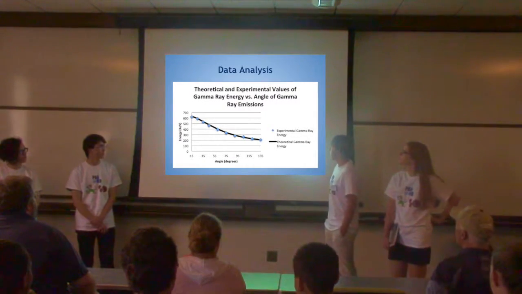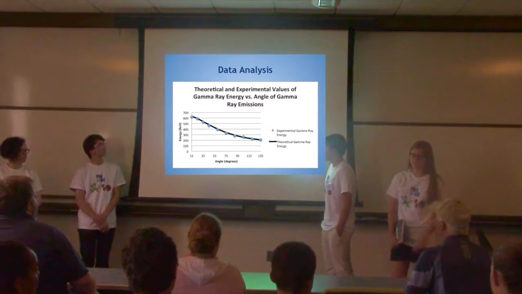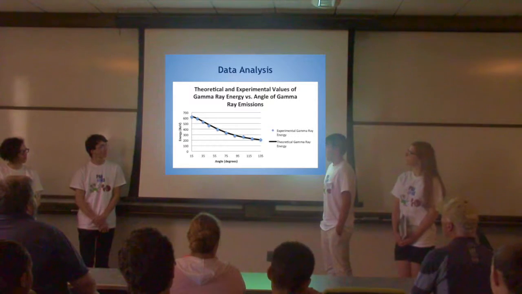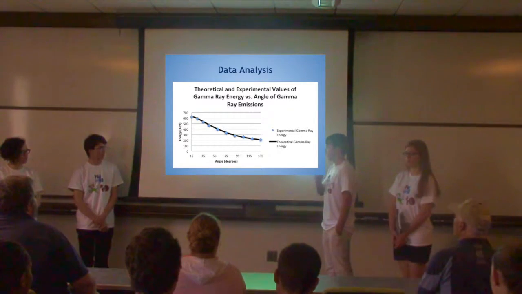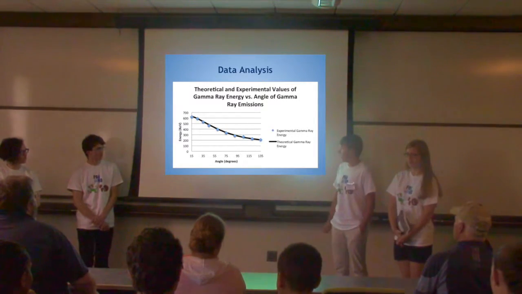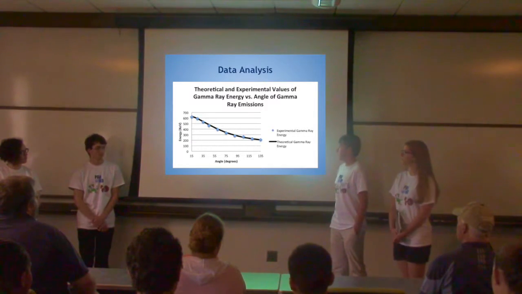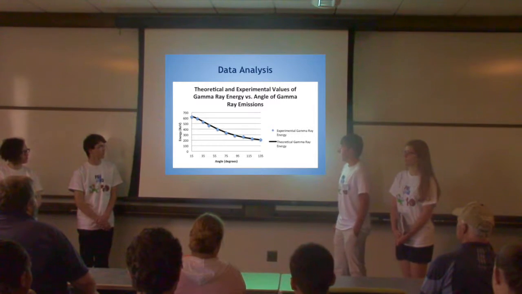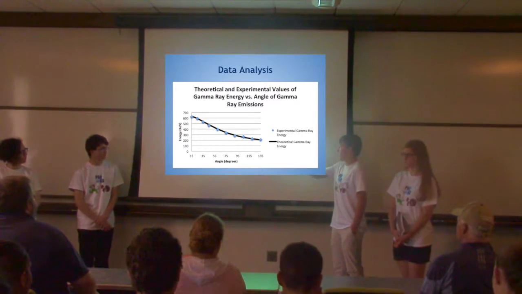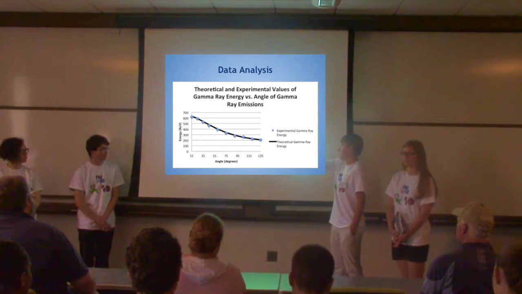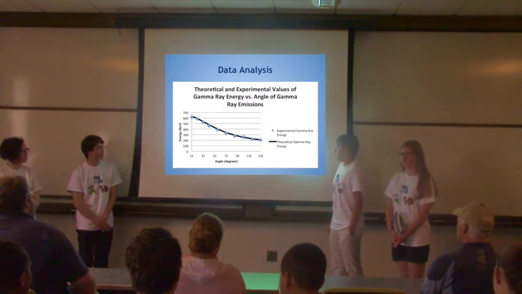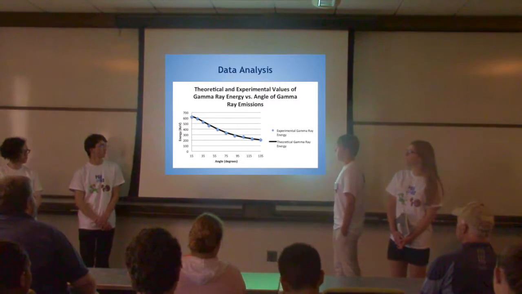So this is our graph. We plotted the values that we calculated from the Klein-Nishina equation against our actual data. And as you can see, it conforms almost perfectly with the data. And we have the angle versus the energy. So as you can see, as the angle increases along the x-axis, the energy decreases along the y-axis.